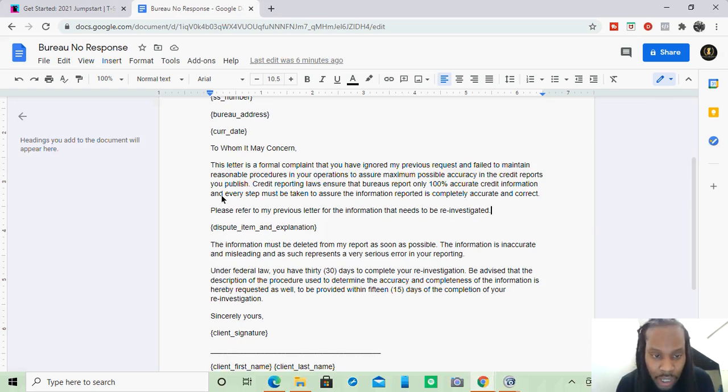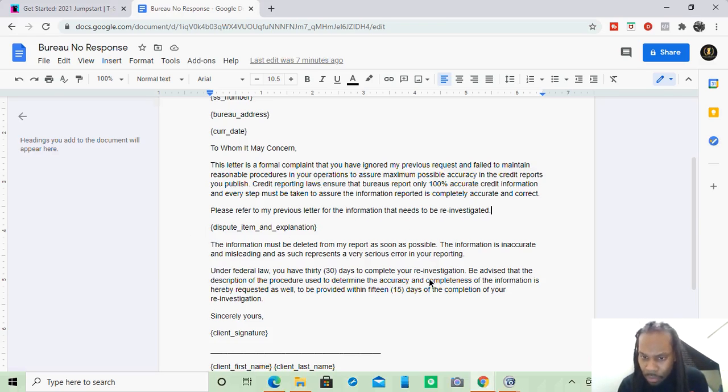So that's that. Another thing is, every step must be taken to assure that the information reported is completely accurate and correct. So what that means is, when you send out a letter, it's steps that they're supposed to take in order to ensure that the accuracy standard is being upheld. So that's a couple of lines that are key. If you do plan to alter this in any way, don't mess up the psychology and the terminology in those lines. Here you include the items that you dispute, and there's one more that I want to point out.